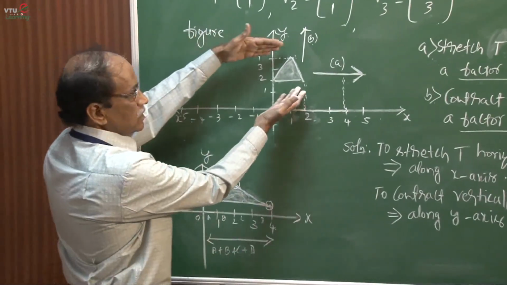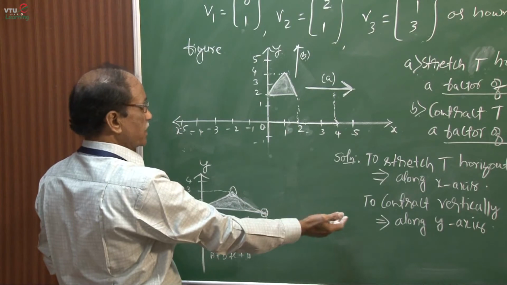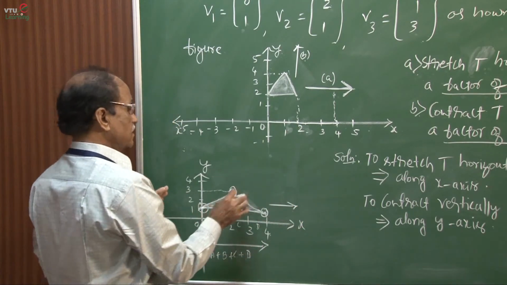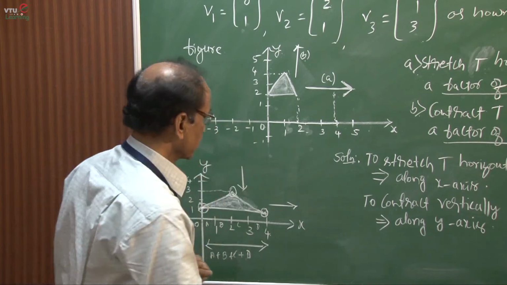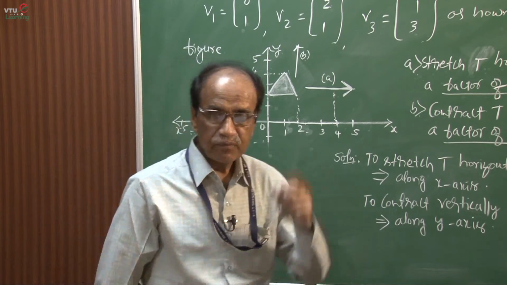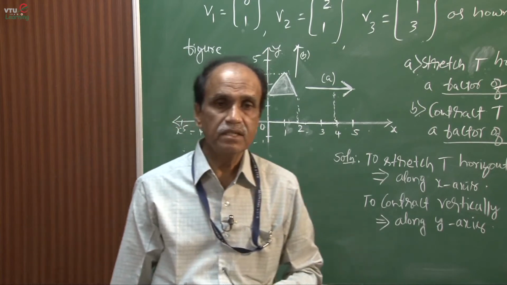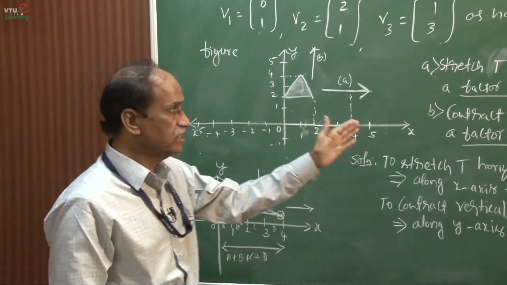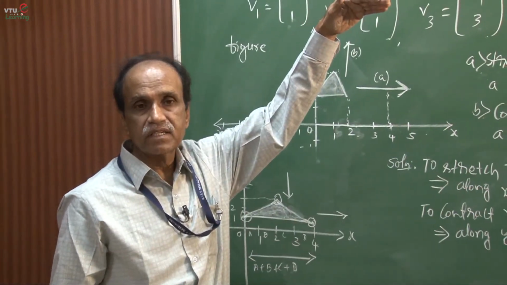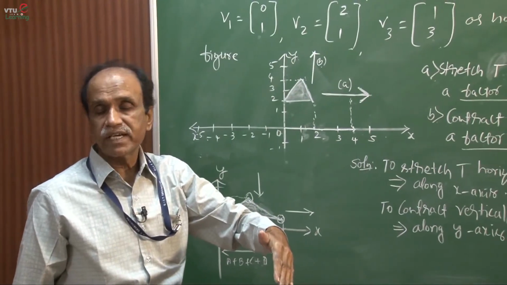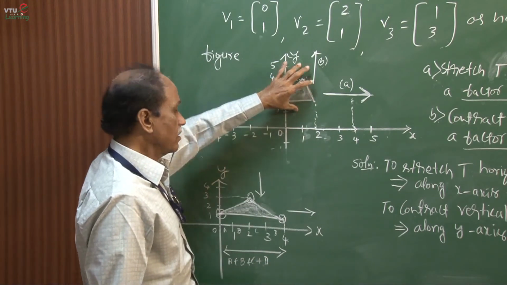Then the triangle can be stretched like this towards the positive x axis, and contracted along the y axis. So this is the meaning in computer graphics. One example I have given like this. Then you can think of any graph in this fashion, which can be extended along the x axis, extended along the y axis, contracted along the y axis, or contracted along the x axis. So in any direction the given graph can be stretched.